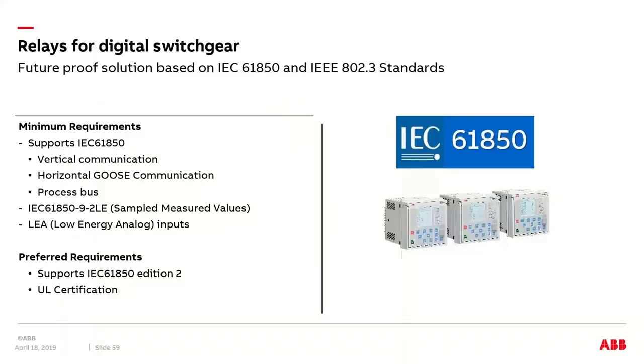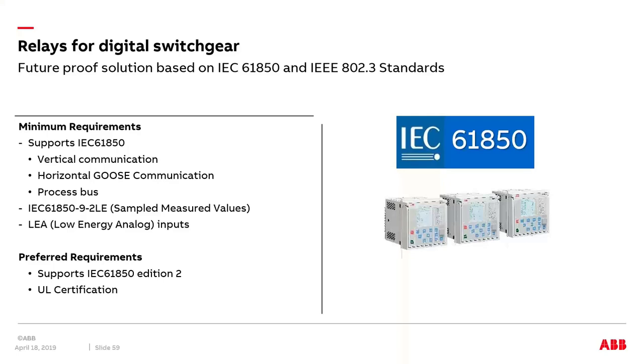So the second key component for digital switchgear is the IEC 61850 communication protocol. Basically, IEC 61850 also has a few things involved with it. The minimum requirements are that the device should be IEC 61850 compatible. It should have vertical communication, which we just saw was MMS, which makes the relay talk to the SCADA system. Then you have the horizontal bus communication, which is a peer-to-peer functionality.